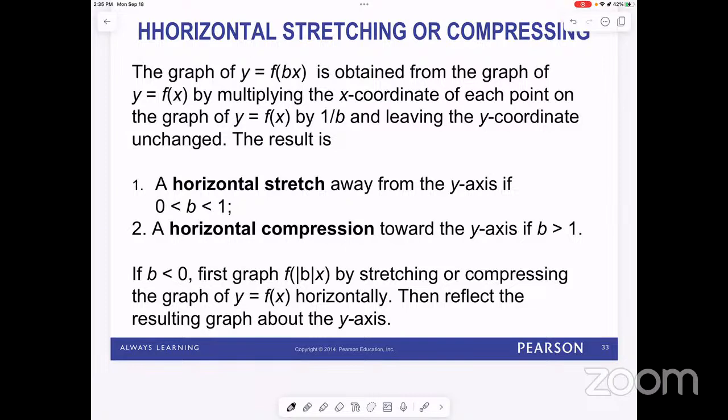But in reality, it's the reverse. It does cause a horizontal change, but if we're multiplying the inside by a number between 0 and 1, it actually causes a horizontal stretch, right? So it gets wider. It stretches horizontally away from the y-axis, right? And then if we multiply the inside by a number larger than 1, it's going to cause a horizontal shrink, right?